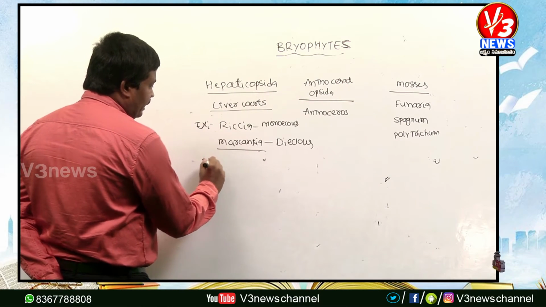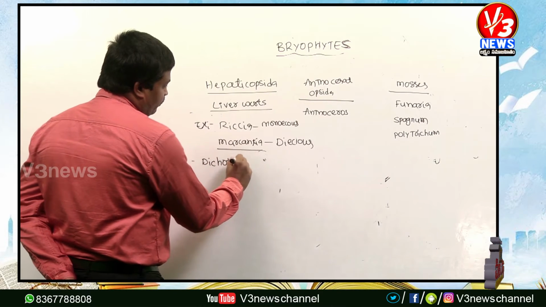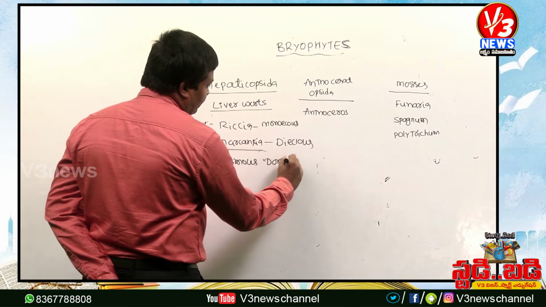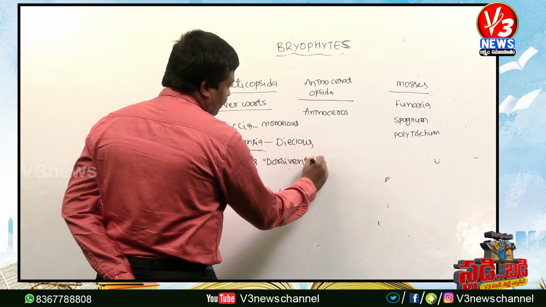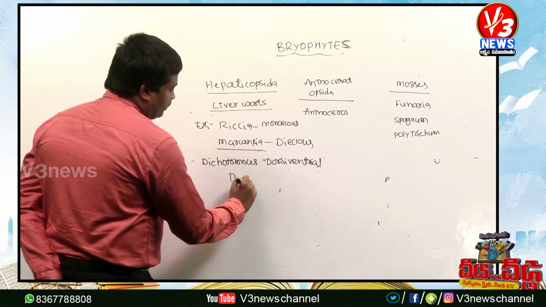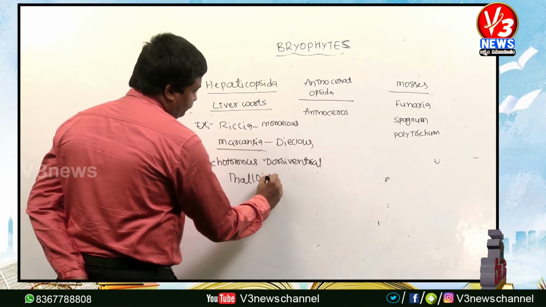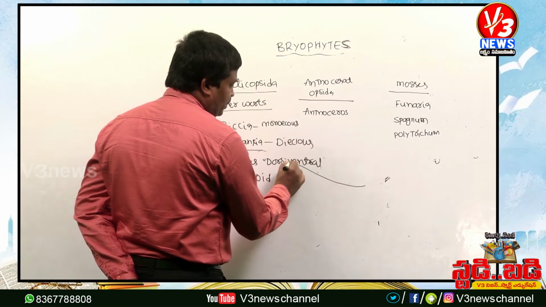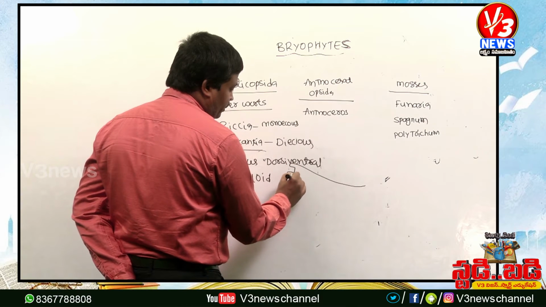Marchantia is a dichotomous dorsiventral thalloid structure. But what is dichotomous? For example, this is one Marchantia.